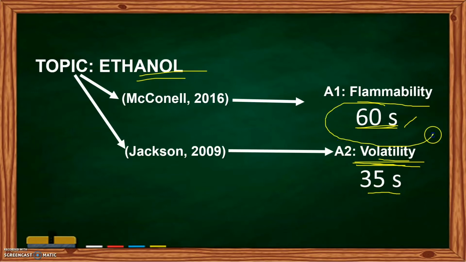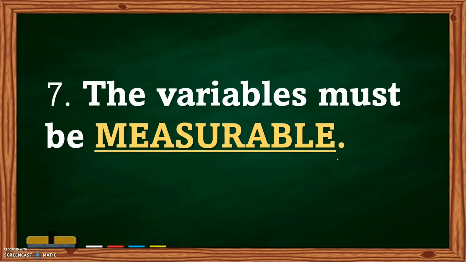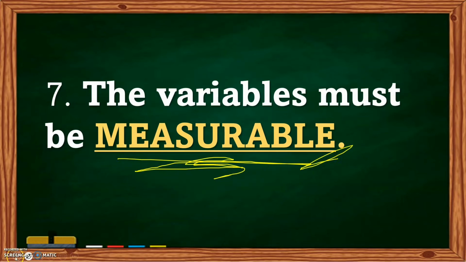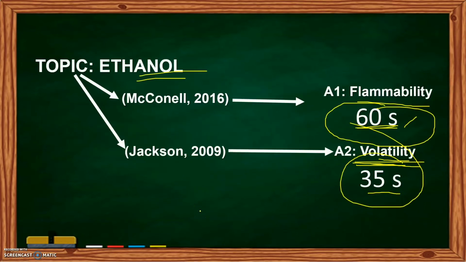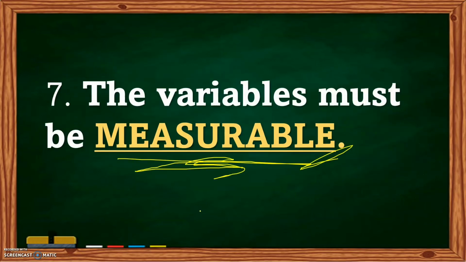Okay, what did you notice here? 60 seconds, then 35 seconds. What do they have in common? Okay, that is one of the guidelines, again, for the specific objective. The variables must be measurable. So, what we put in our specific objective, they should be measurable. We have something to measure. Like flammability and volatility, which is 60 seconds and 35 seconds. So, there is something that we are measuring.